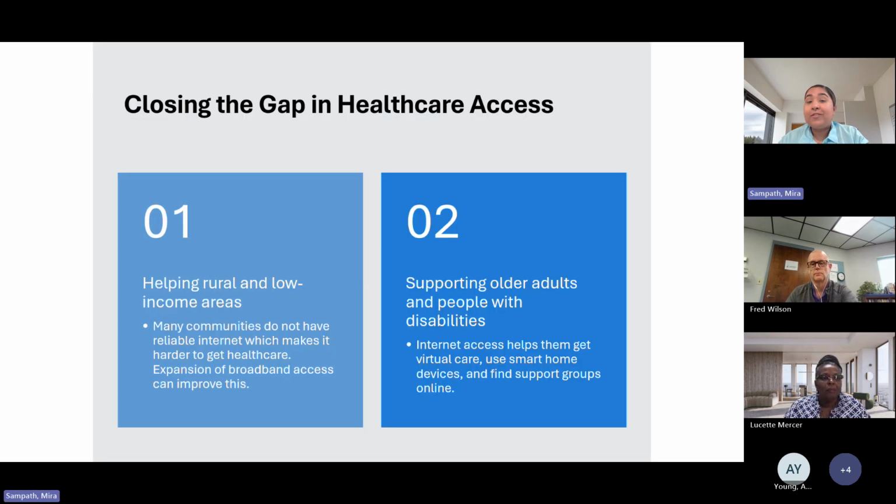And with regard to closing the gap in healthcare access. In many rural or low-income communities, they do not have reliable internet, which makes it harder to access healthcare. So, of course, expansion of broadband access can improve this. Again, whether that be via telehealth, whether that be via remote patient monitoring visits, all of those things can be improved if you have broadband access. Supporting older adults and folks with disabilities. Internet access can allow older adults and those with disabilities to access virtual care, to use smart home devices, which might be helpful to them, and to find support groups online as well.